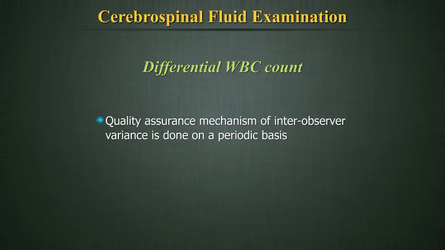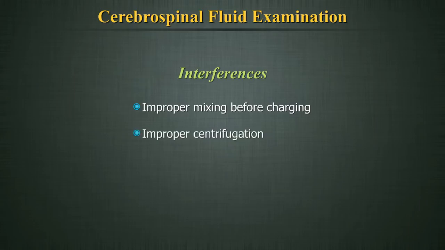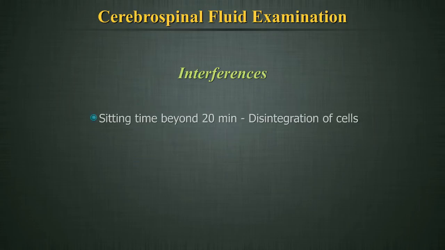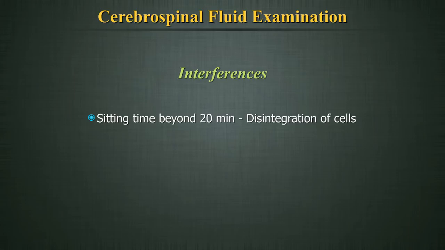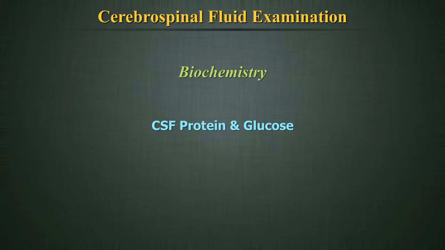A quality assurance mechanism of inter-observer variance, that is, testing by at least 2 people and analyzing each report, should be done on a periodic basis. Interferences: improper mixing before charging, improper centrifugation, air bubbles, and sitting time beyond 20 minutes will result in disintegration of cells. Stain debris. Biochemistry. CSF glucose and protein are measured in the same way as done in serum samples.